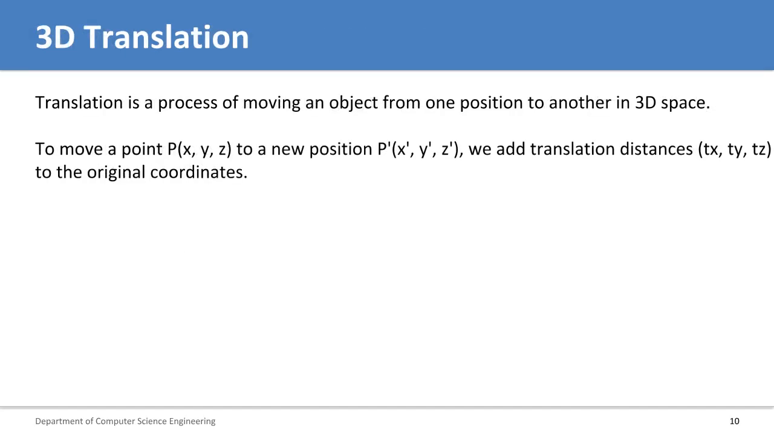Translation is one of the simplest and most important transformations. It involves moving an object from one location to another without changing its size, shape, or orientation. To perform translation, we add specific translation values to the original coordinates of the object.